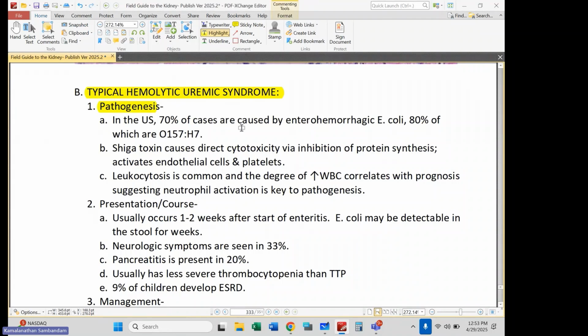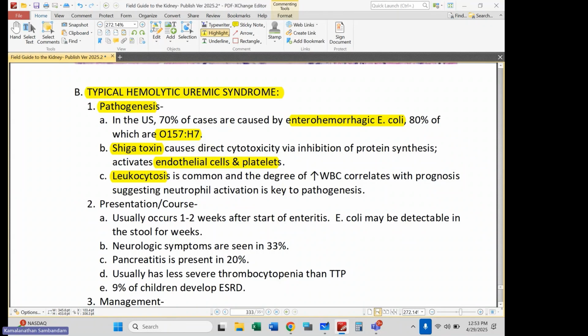Pathogenesis involves a Shiga toxin that causes a dysfunction of the endothelial cell as well as platelets. That dysfunction results in platelet thrombi, platelet-rich thrombi, consumption of platelets, and then the red cell destruction that occurs downstream. Usually, again, this is an E. coli that drives this, the classic of which is this O157:H7 form or variant of E. coli.